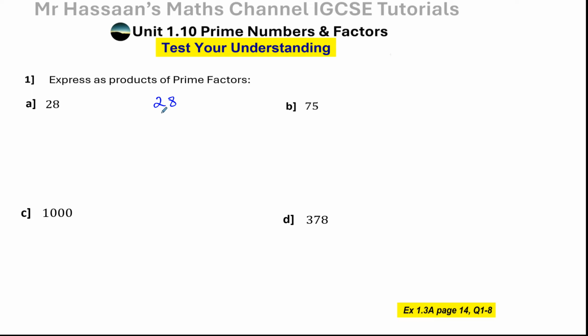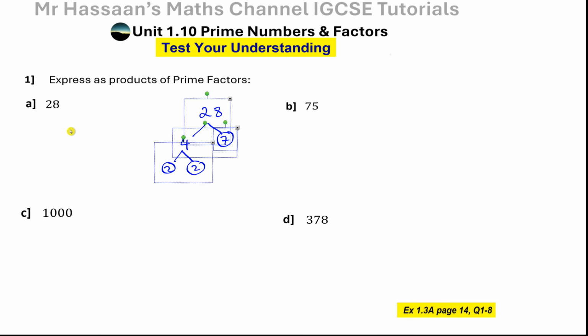As for part B, we start with 75, and we can do a similar thing. Now, I know that 75 is 3 times 25, so I can put 3 here and circle it, and 25 there. And 25 splits up into 5 times 5. So we end up with 3 times 5 squared.